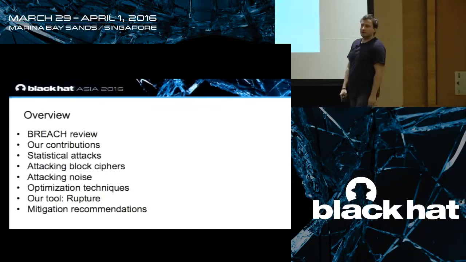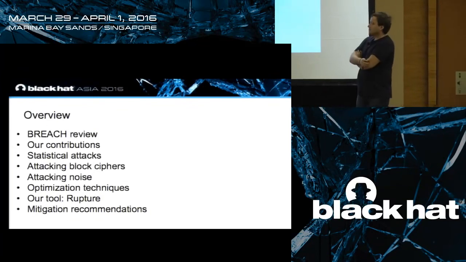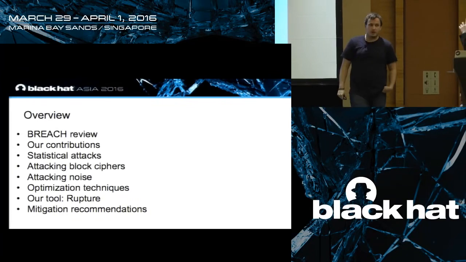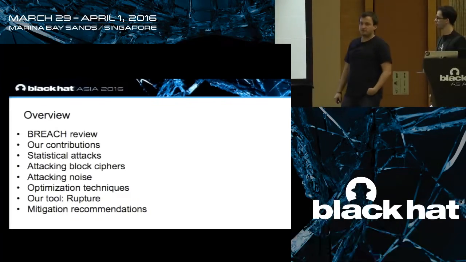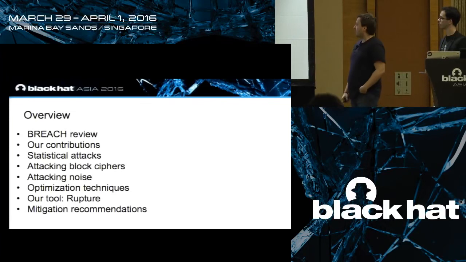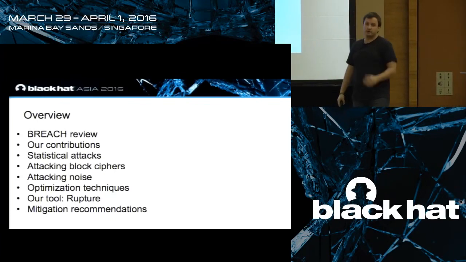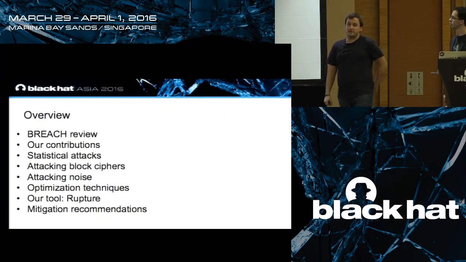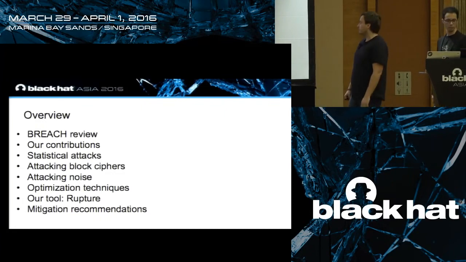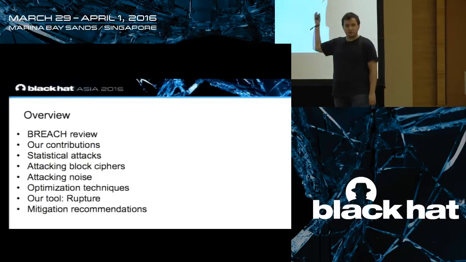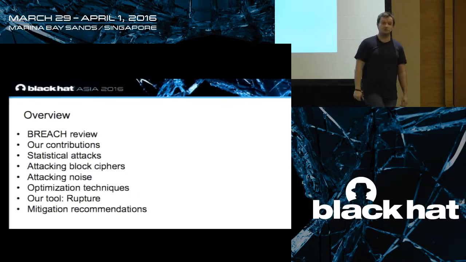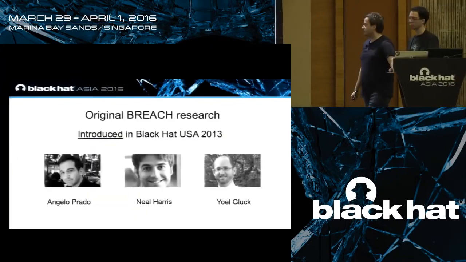So here's the overview of today's talk. First, we will review the original BREACH attack, and then we will go to our contributions. We will show you some statistical methods of performing this attack, and then we will show you how these can be used to attack both block ciphers and noisy endpoints. Then we will move on to some optimization techniques that we can use to make the attack much faster. Finally, we will present our tool, which is called Rupture, and we will end the presentation with some suggestions for how to mitigate this attack for good. So that's the plan for this next hour.